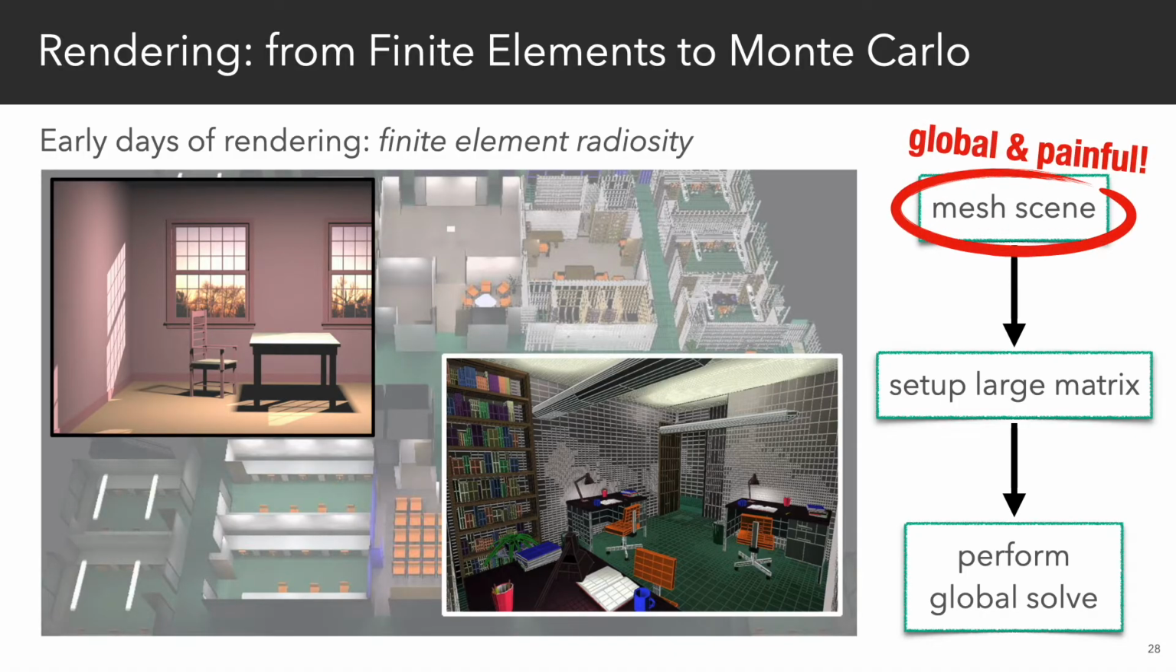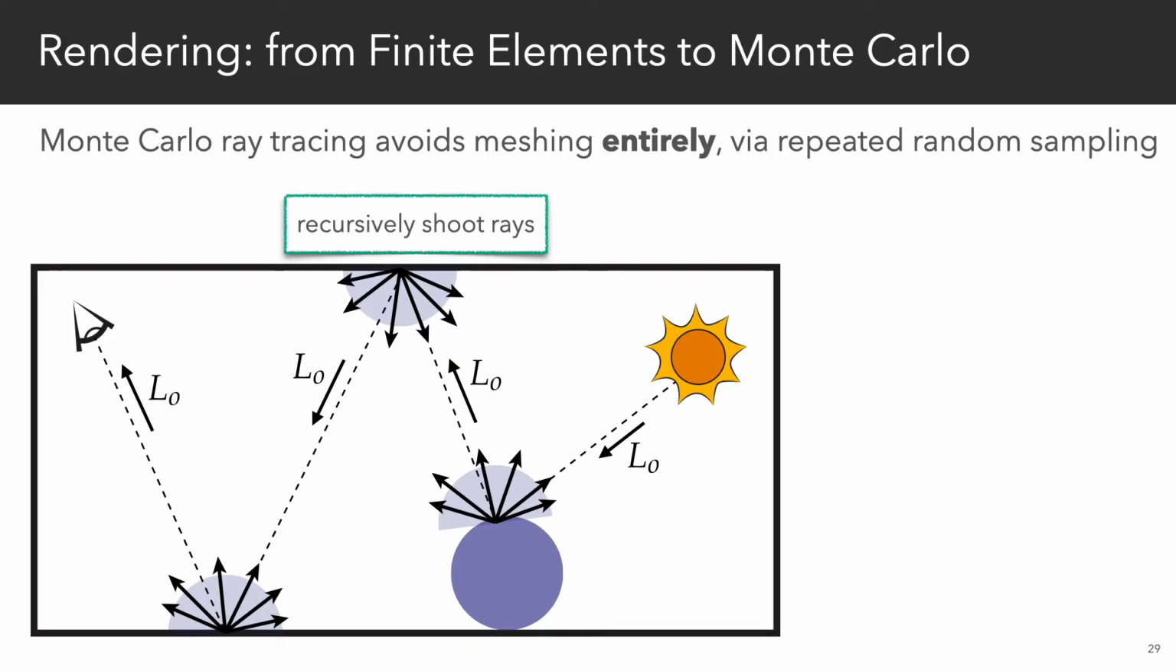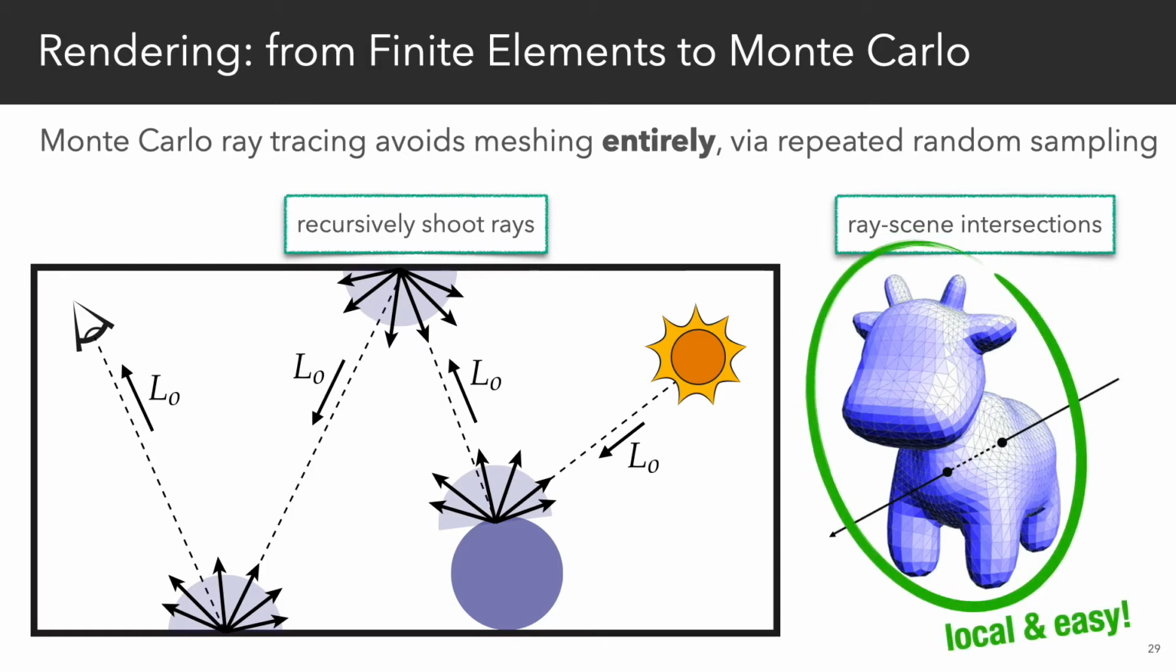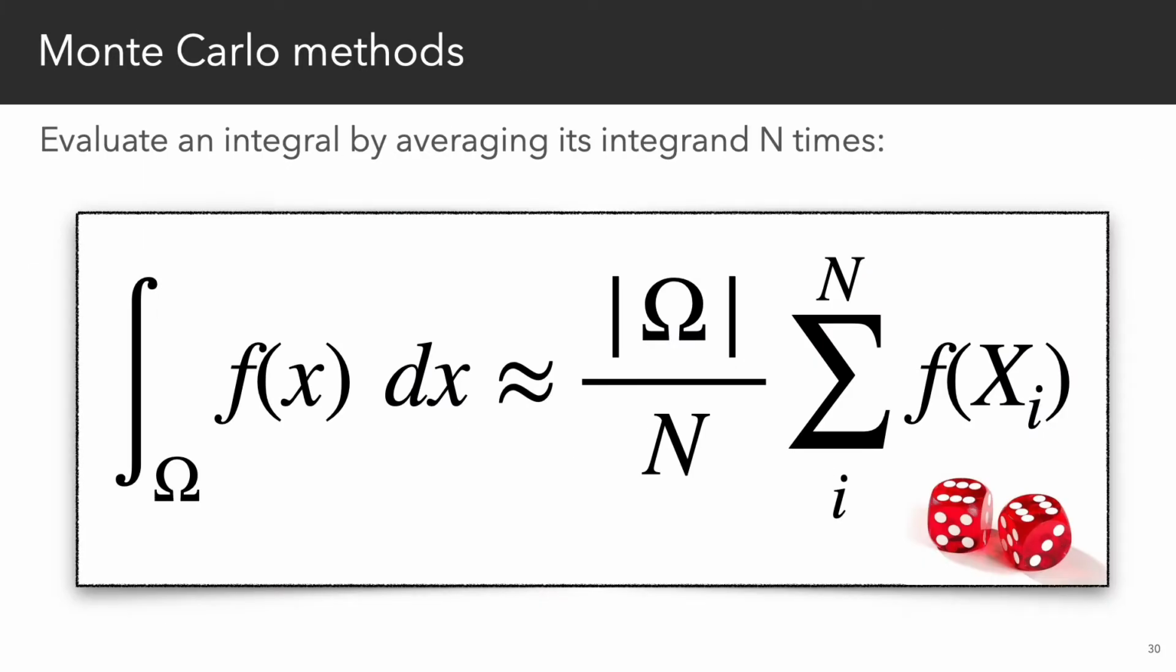Now, this idea fell out of fashion for many reasons, but in large part because robust meshing is just a really hard problem. Instead, the rendering community now uses Monte Carlo methods for photorealistic rendering that recursively shoot rays that bounce around the scene. So, in place of meshing and global finite element solves, we now use repeated random sampling to intersect the domain boundary with a ray, which is a lot easier to do in practice and a lot more robust to triangle quality.